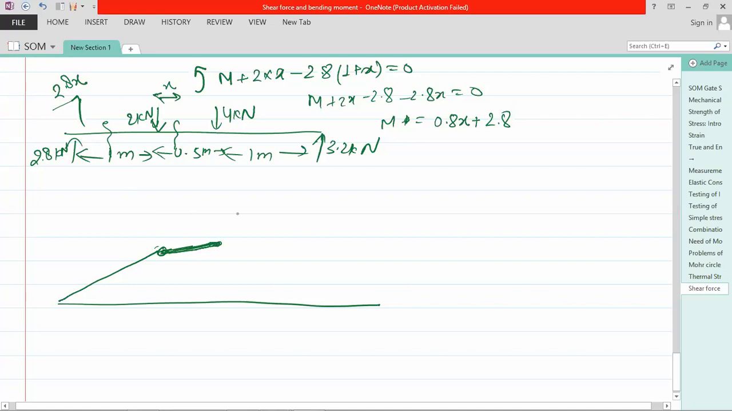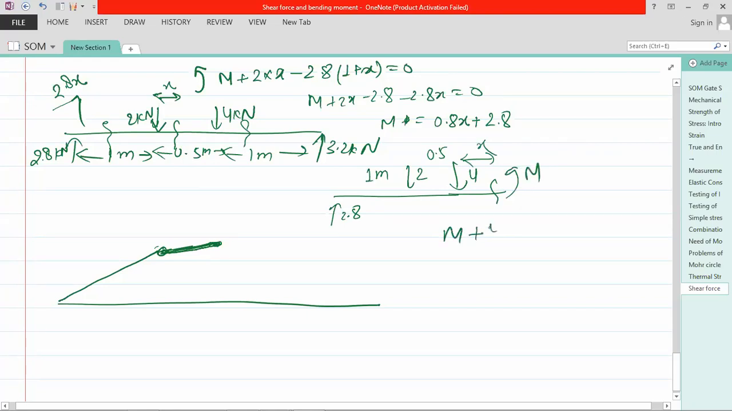At 4 Newton, now again, take this element. Bending moment diagram, same thing. 2.8 to 4. Now here the distance is 1. Here the distance is 0.5. And now take any element x. And here the direction is positive. M plus 4 into x, because it is clockwise movement, getting positive, 4 into x plus 2 into 0.5 plus x. The same, it is getting positive, minus 2.8 into 1.5 plus x is equal to 0.